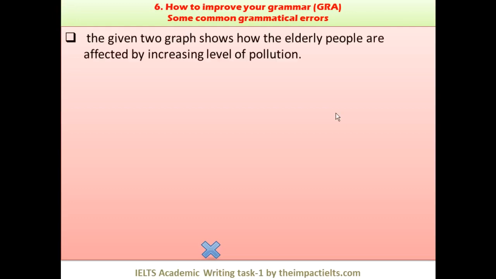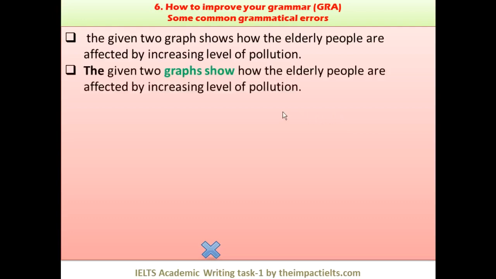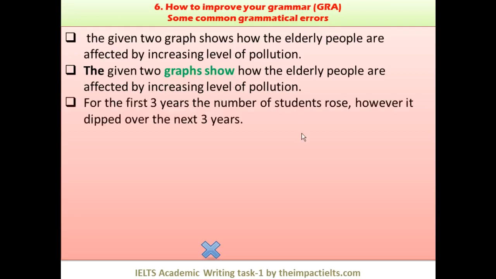The given two graph shows how the elderly people are affected by increasing level of pollution. Okay, so let's see the solution. Firstly, it should be a capital letter, right? See the and two, so it should be graphs, right? If two, then it should be graphs. And once it's graphs, we cannot use the word shows, so we have to use show. So it's a very basic type of mistake which is made by test takers, right? Let's move to the second one.